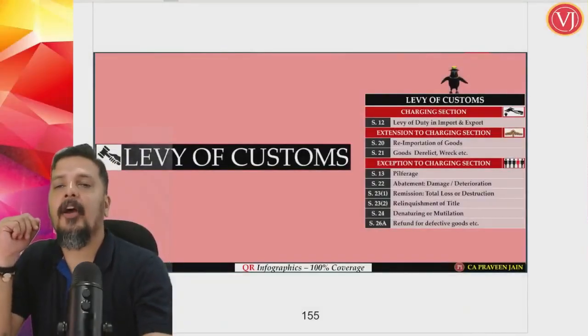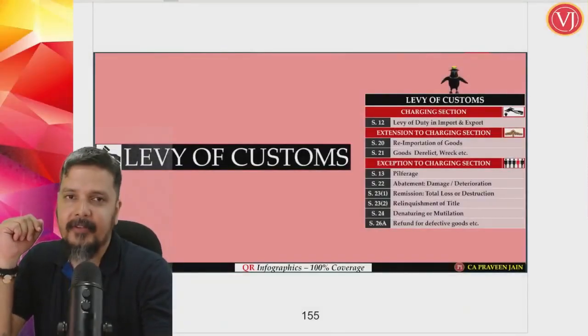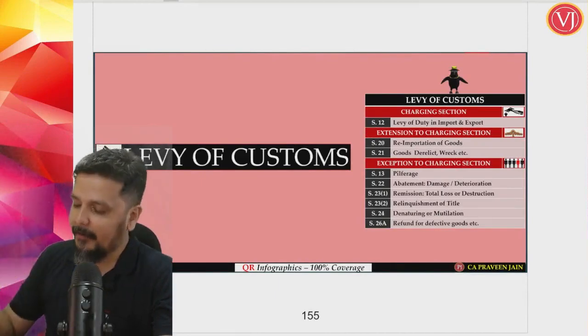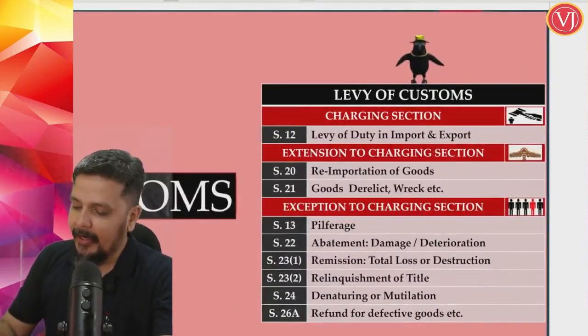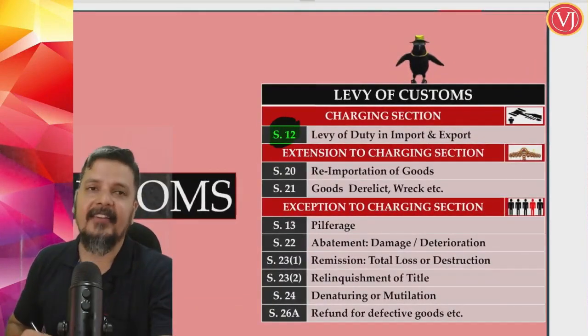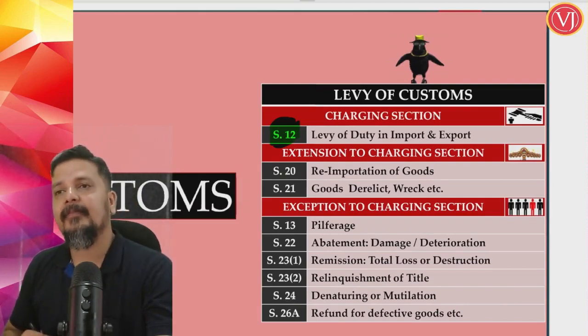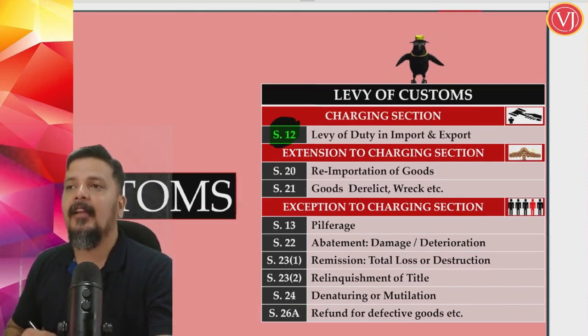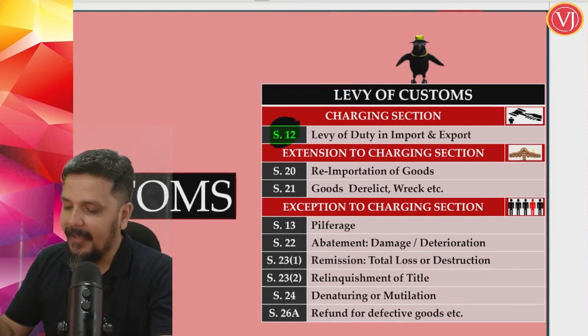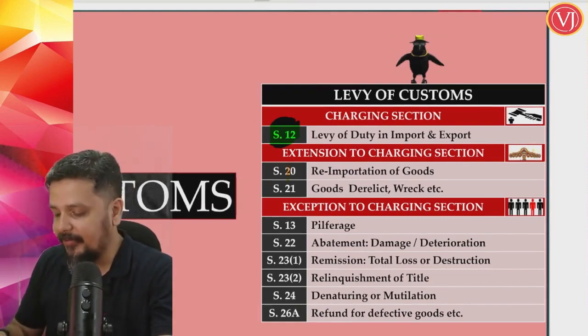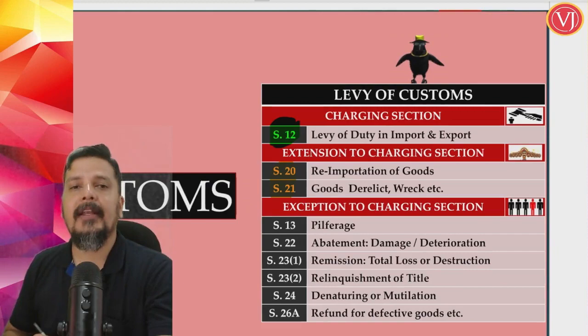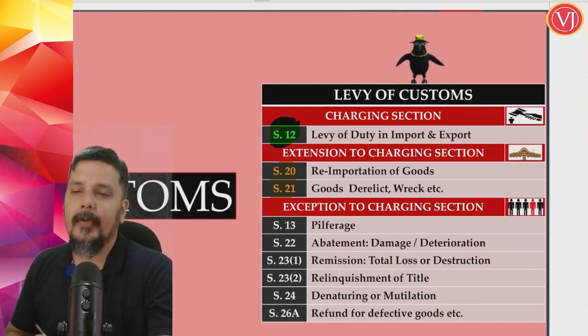This is talking about your levy of customs. The charging section of customs happens to be section 12, but along with this charging section we'll be seeing certain special sections as well. The first of those would be a special charging section, being section 20 and section 21, with clarification to the charging section.